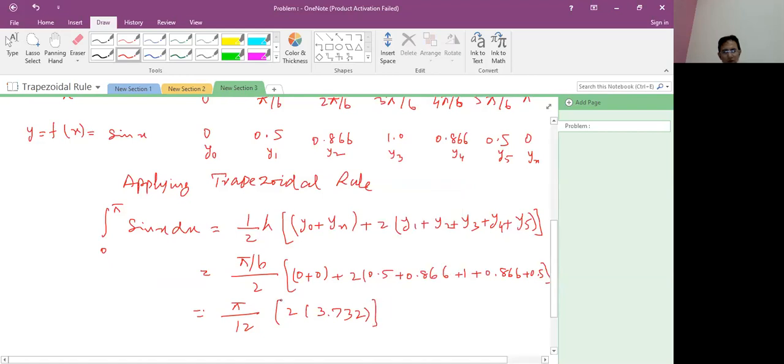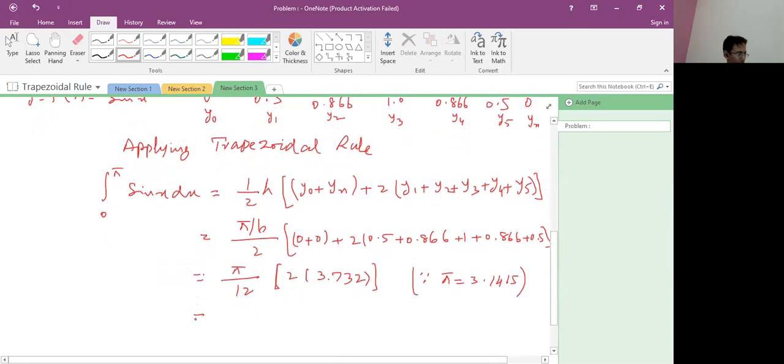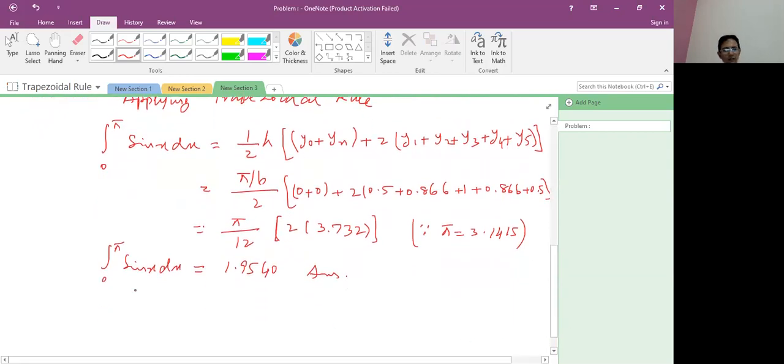Student, what is pi? When we consider the pi value in radian, it is 3.1415. So the answer is 1.9540. So this integral is known as the approximate integral, student, with the help of the trapezoidal rule. For example, if you find the exact integral, this value is called the approximate integral.